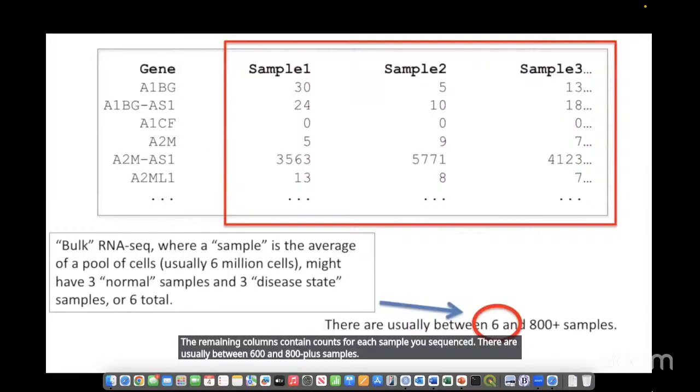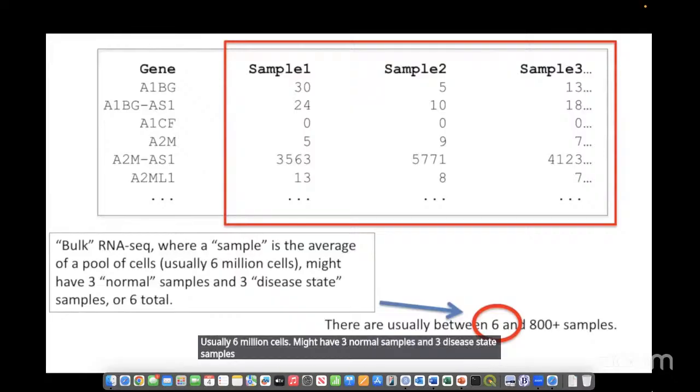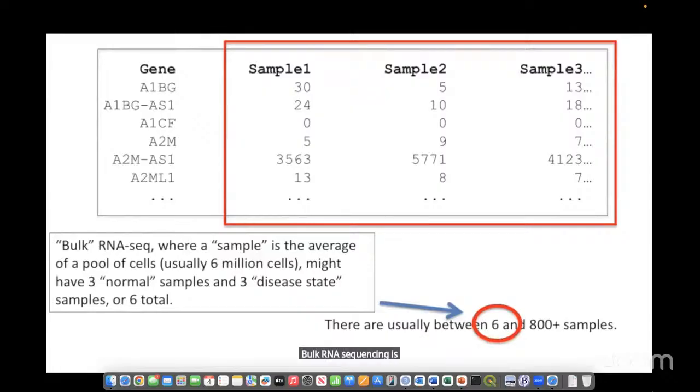Bulk RNA sequencing, where a sample is the average of a pool of cells, usually 6 million cells, might have 3 normal samples and 3 disease state samples, or a total of 6. Bulk RNA sequencing is the more common method used these days. It was the original method.